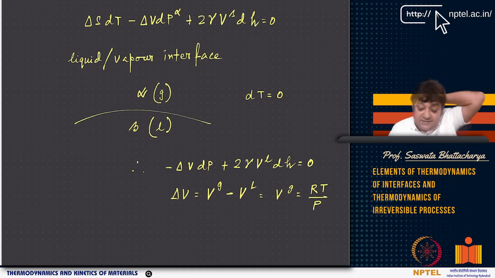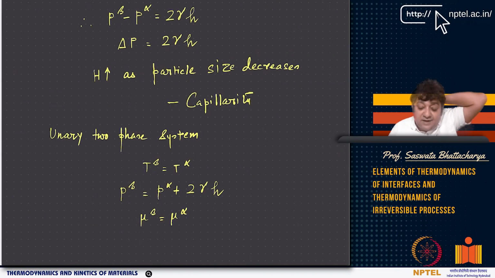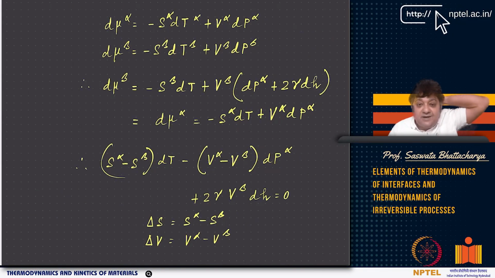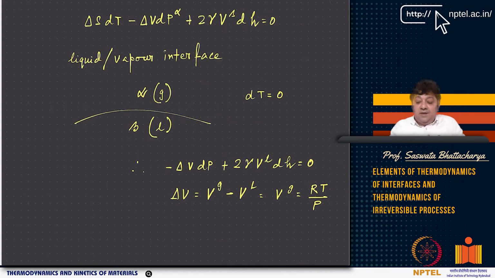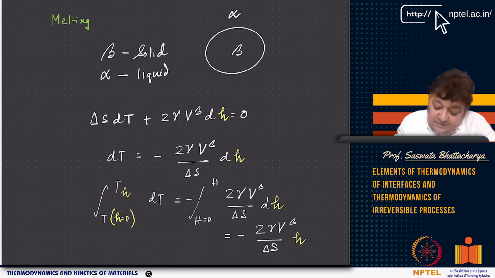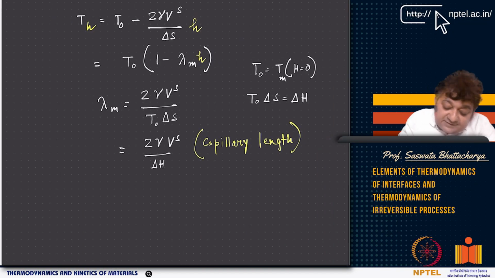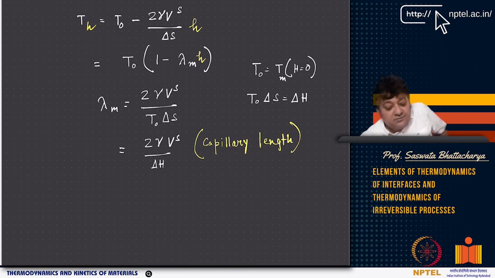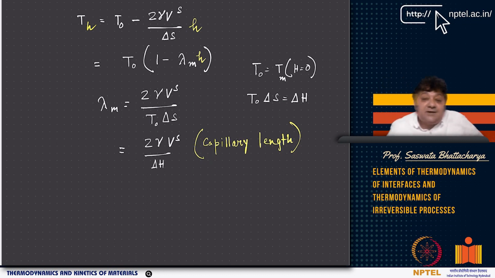Delta V again you can take as RT by P. So basically you get a different type of equilibrium because of the pressure, because of the curvature. Right, there is a change. Again, in melting, the melting point of the curved solid, which has a positive curvature, is going to decrease compared to the melting point that was there when originally the liquid-solid surface was flat. It is going to decrease.